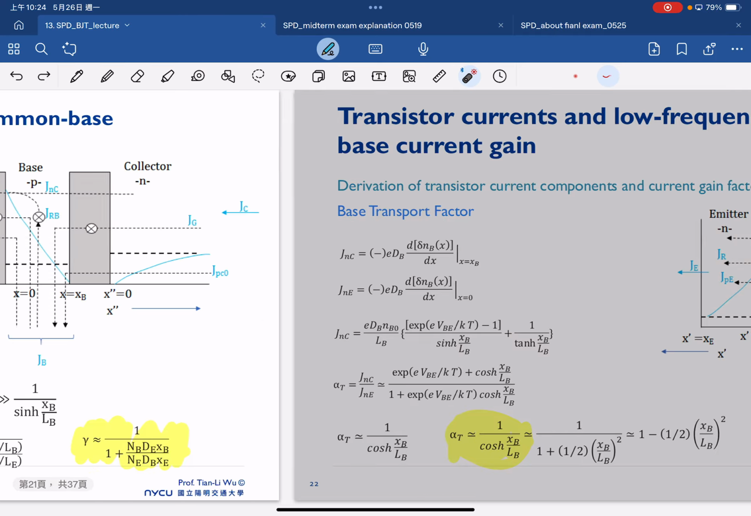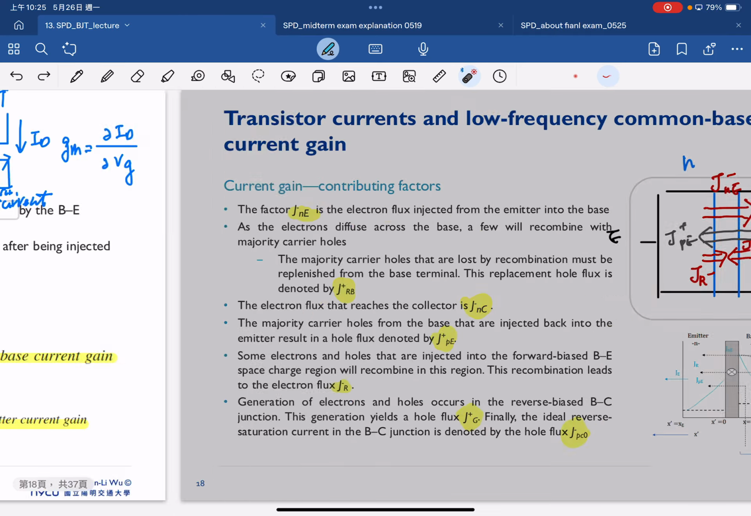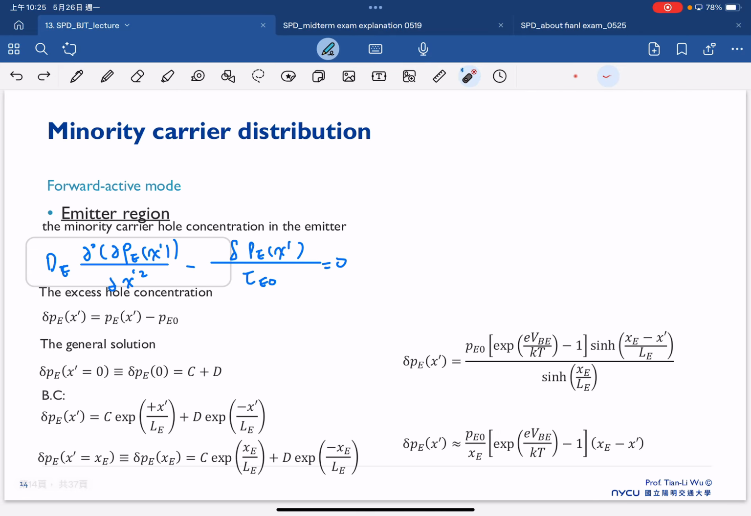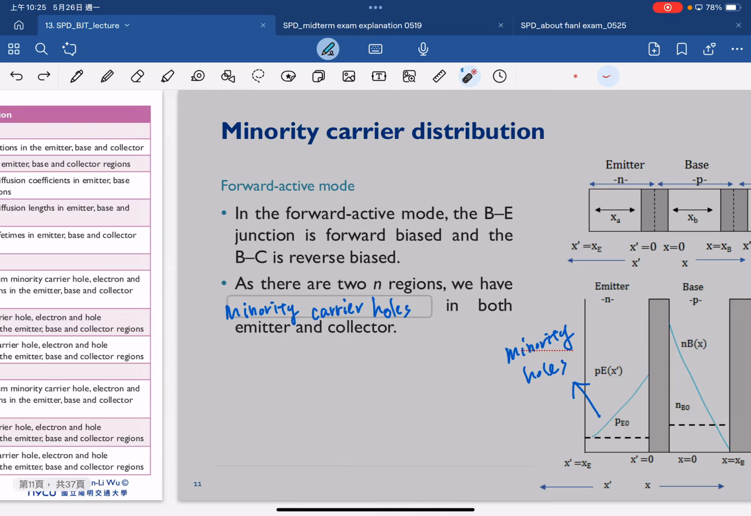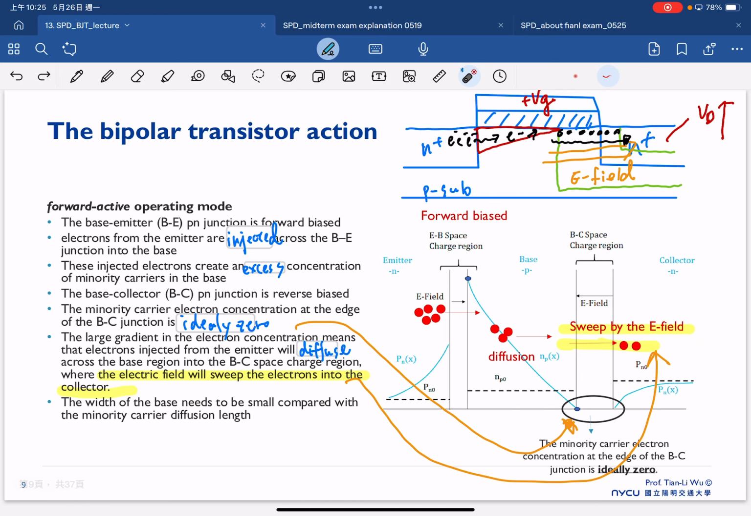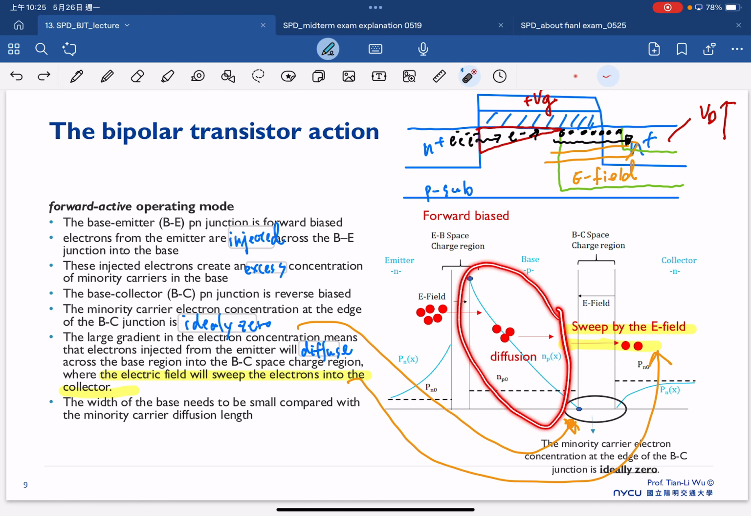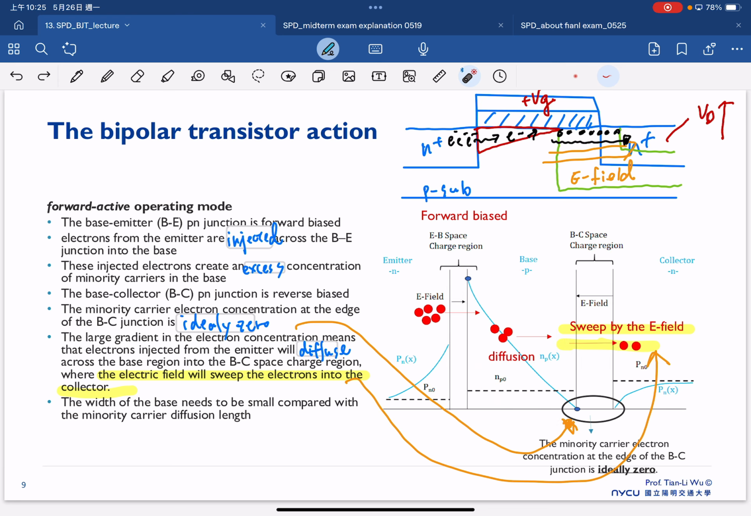This is because we already mentioned before, we want to have a high gradient in this region, right? We want to have a high gradient of minority concentration. So if we can make this XB smaller, of course, that will suggest our gradient is higher, is larger. That's good for diffusion current. Then we get the better current gain.